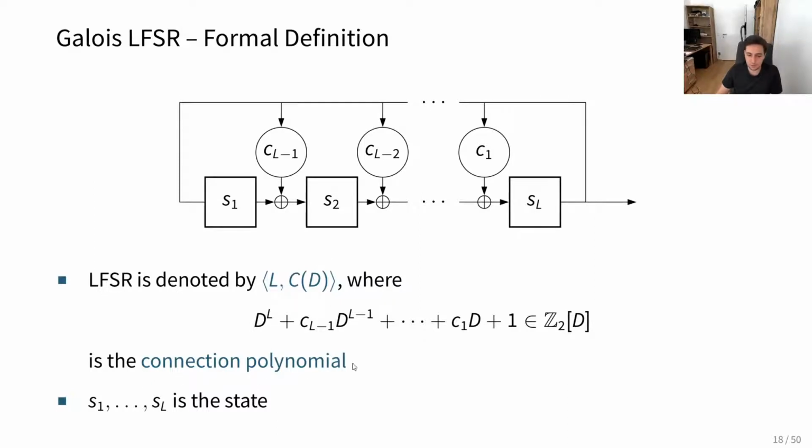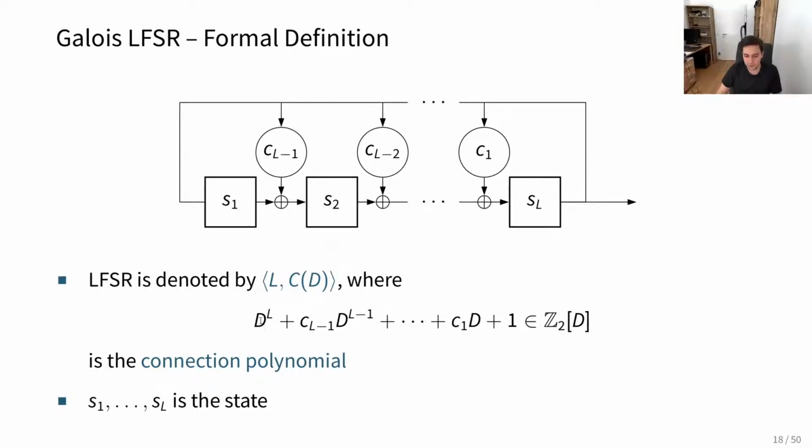What this connection polynomial does is it describes which of these coefficients here are 0 and which are not 0. Remember that we work mod 2 here, so we only have 0 or 1. We don't have any other values for these C's. And if we are given such a Galois LFSR, we can translate it to the connection polynomial in D. It doesn't really matter whether this is a large D; in the literature you will also find small x or large X in many cases.